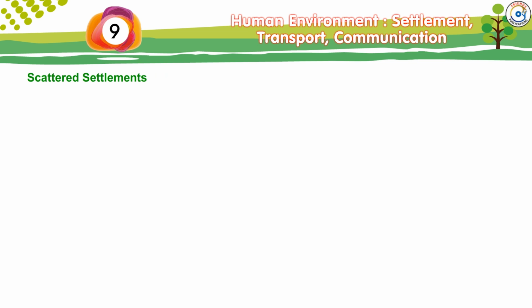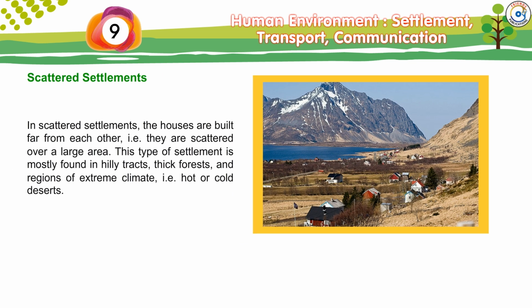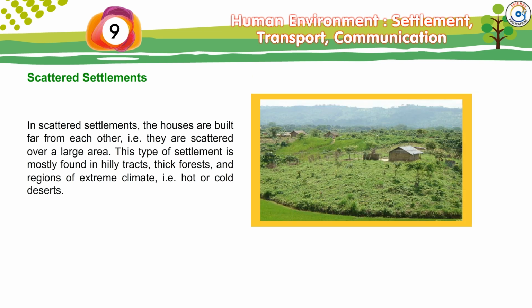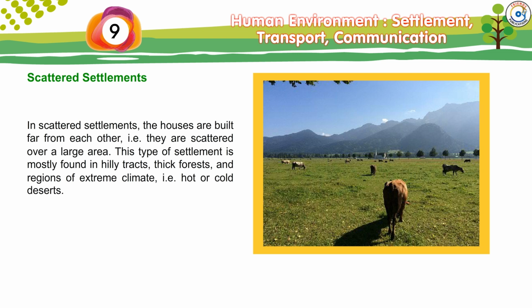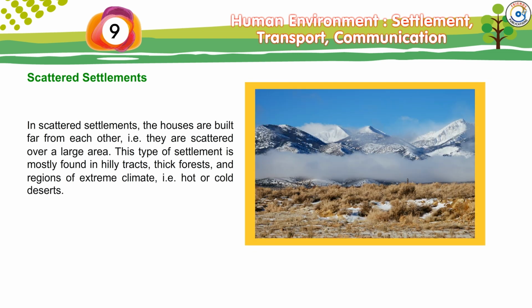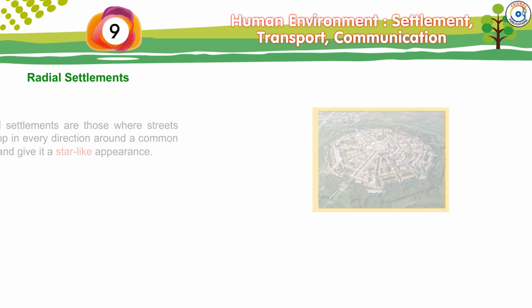Scattered settlements. In scattered settlements, the houses are built far from each other. That is, they are scattered over a large area. This type of settlement is mostly found in hilly tracts, thick forests, and regions of extreme climate, that is hot or cold deserts.